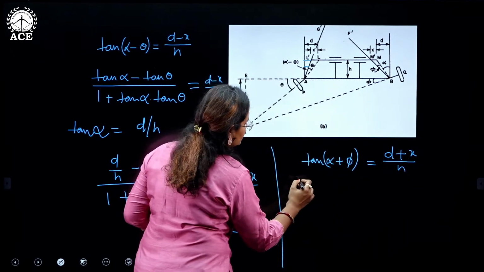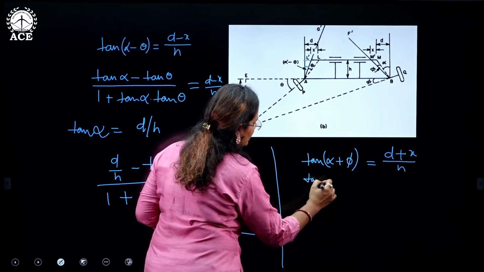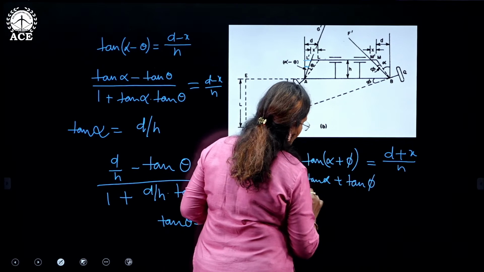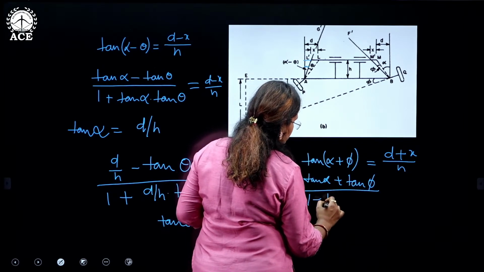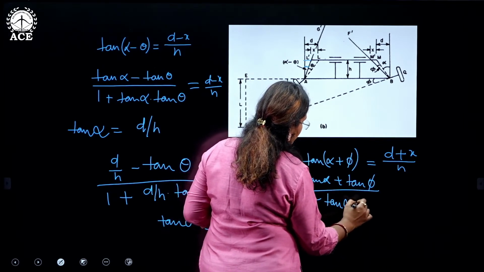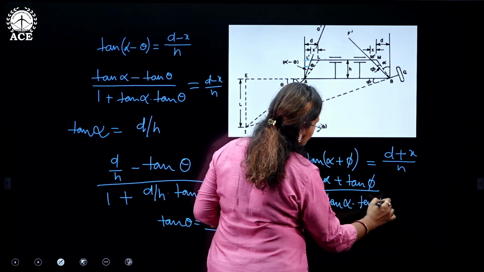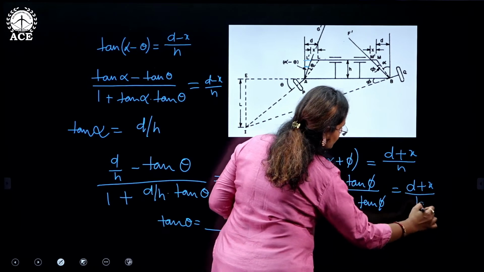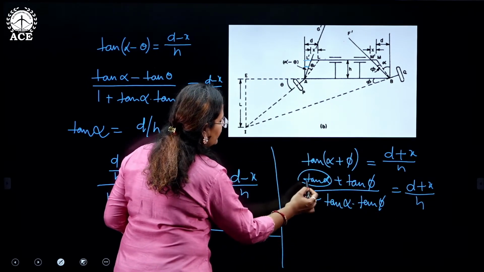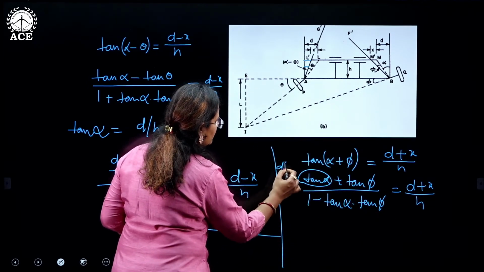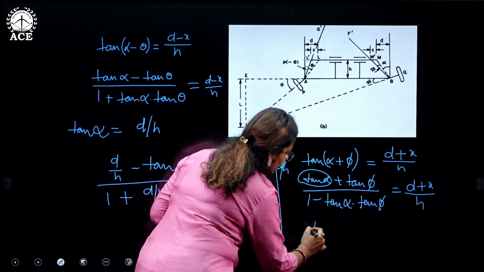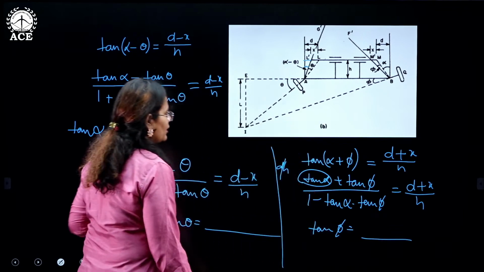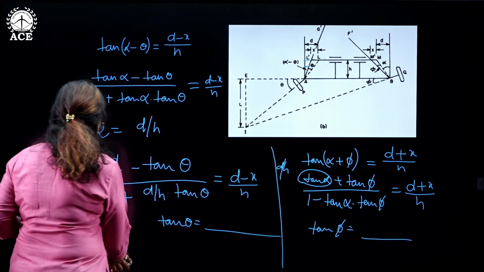So the same thing here also, tan alpha plus tan phi by 1 minus tan alpha into tan phi equals d plus x by h, and if you substitute tan alpha is equal to d by h again, you will get tan phi as one equation. But our condition we know.